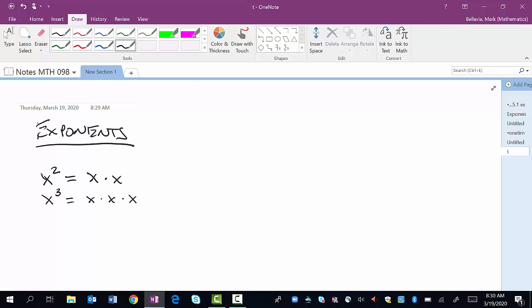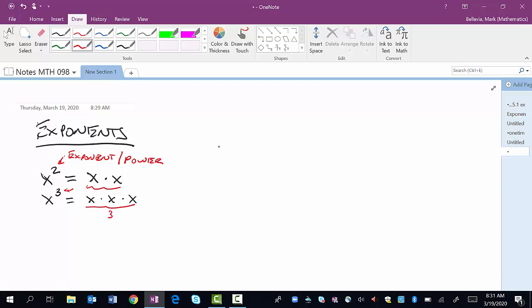So the exponent, the part up here, which we call the exponent or the power, tells you how many times you're multiplying that variable, or whatever the value might be, by itself. So there's two x's here. Here the exponent is 3, so you see 3 x's there.